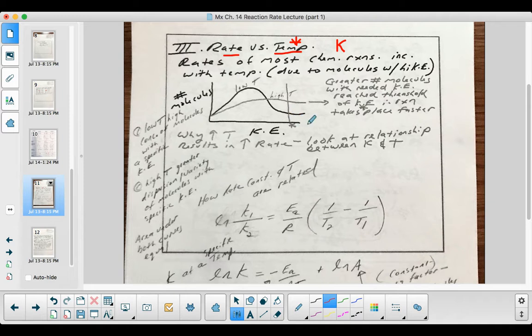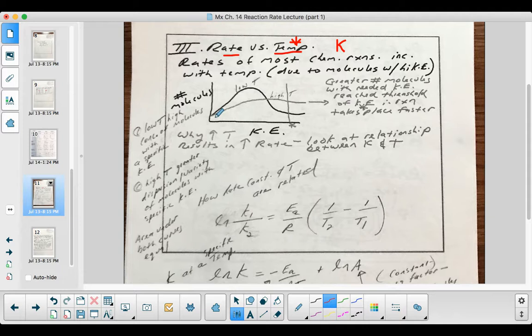And we know that in general, as temperature increases, rates of chemical reactions will increase. And it's really due to the distribution of molecules that have the needed kinetic energy for the reaction to go. So at a lower temperature, we can see that there's a high concentration of molecules within a specific kinetic energy range.